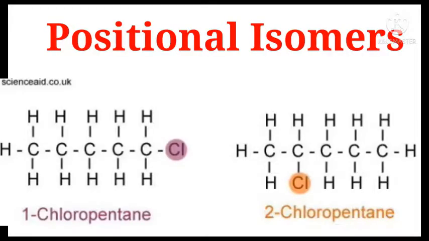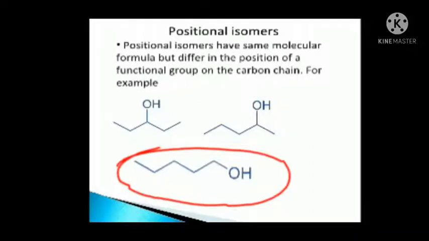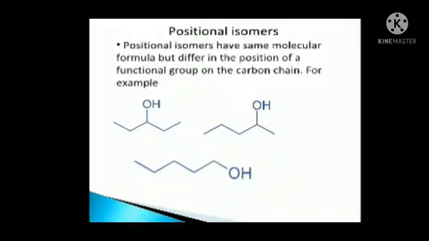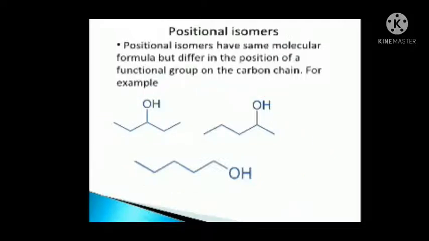Next is positional isomers. Positional isomers have same molecular formula but differ in the position of a functional group on the carbon chain. Example, we have taken here alcoholic functional group. In the first case, OH group is present at position number 3, so this is pentan-3-ol. In the second case, OH group is present at position number 2. This is pentan-2-ol. And in the third case, OH group is present at position number 1, so this is pentan-1-ol. So all these three compounds differ with respect to the position of functional group, so they are known as positional isomers.